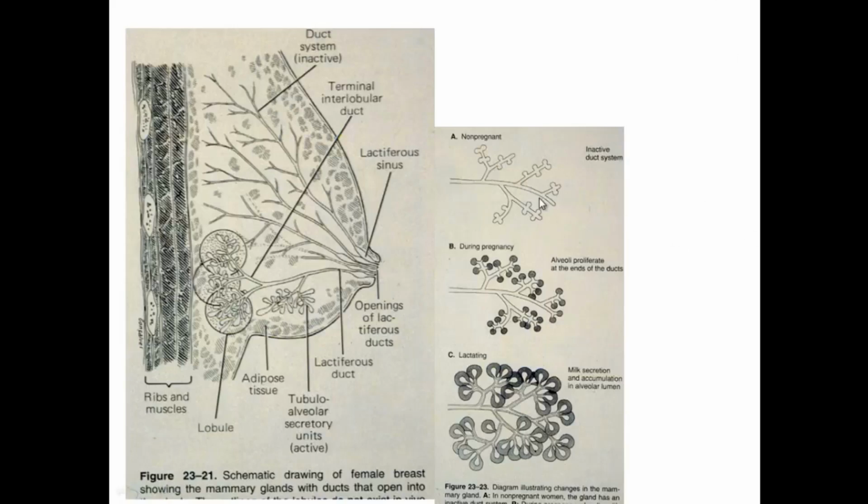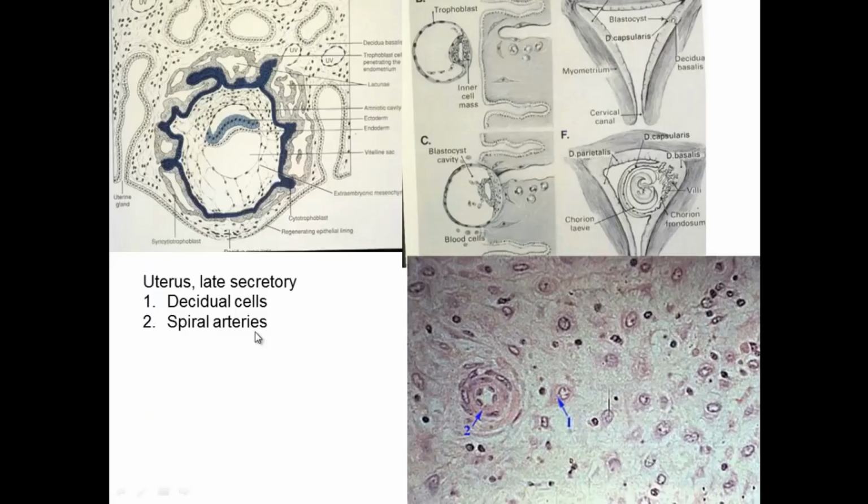So you see there are ducts, and then ducts are growing. You have little alveoli which make secretions, and each one of those has several myoepithelium that squeezes the milk out.